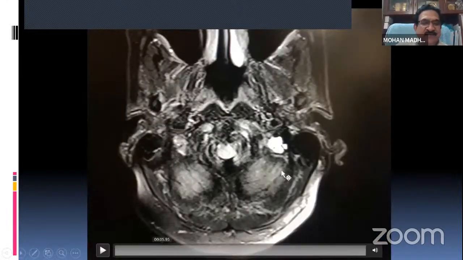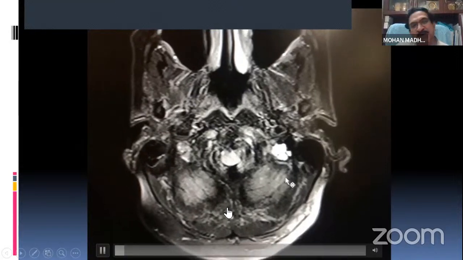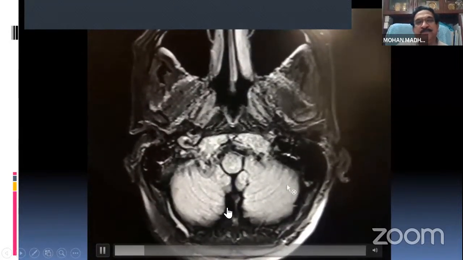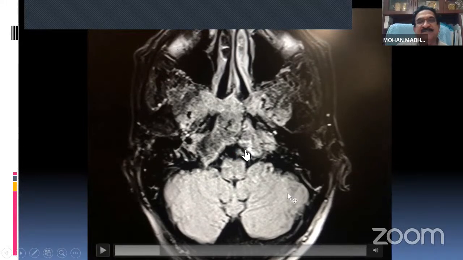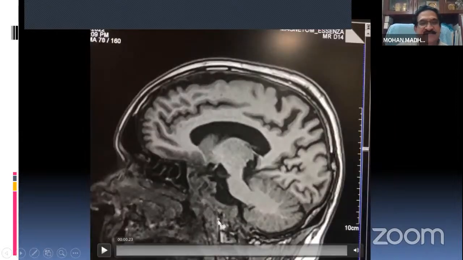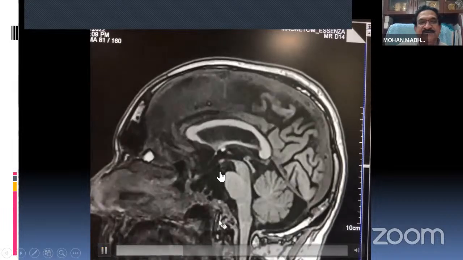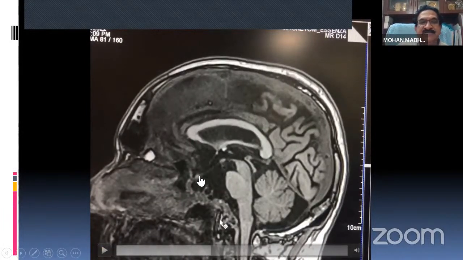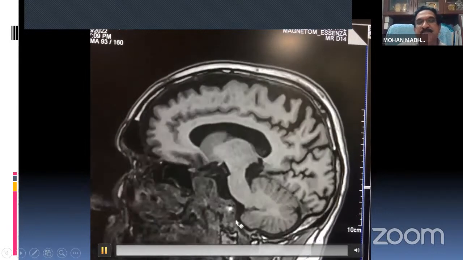See, the whole thing I'll show once again. I'll go into many more films. But the abnormality here, you see, this is the clivus. This clivus is eroded, and you can see much more hyperintensity, not only in the clivus but in the infratemporal region also. This is the sagittal showing the CSF space grossly increased and projecting into the clivus. The clivus is thinned out.